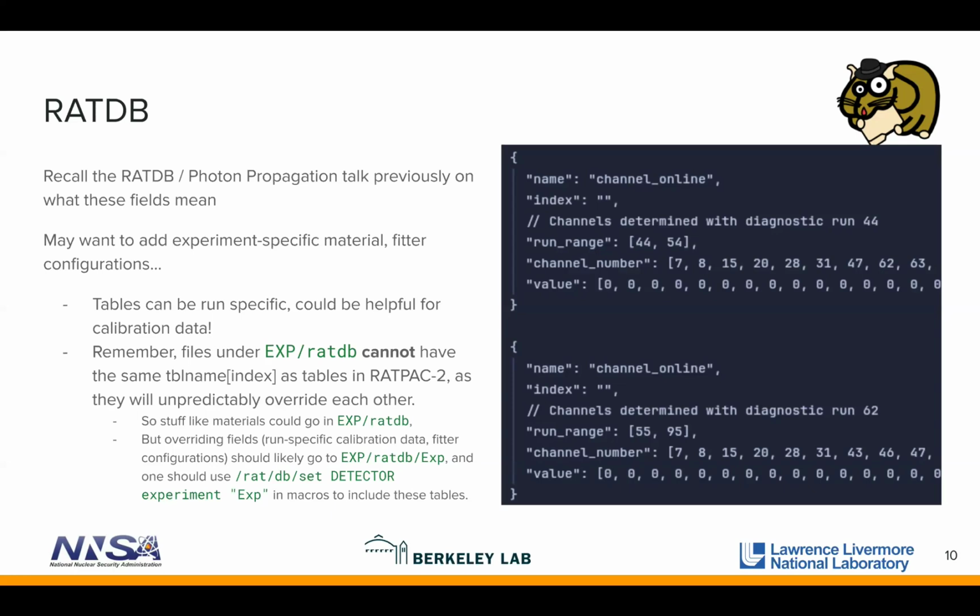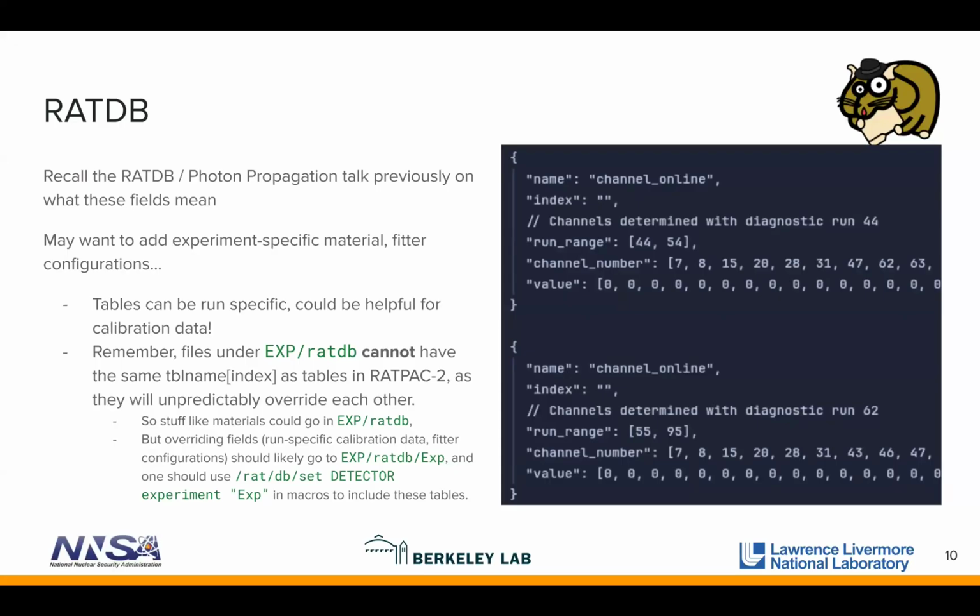The only exception to that are files in RATDB/your experiment name, again, RATDB/EOS or RATDB/validation in ratpac-two, for example. Those files are guaranteed to always be loaded last. So if you want to overwrite an entry in ratpac-two, make sure you put those entries into that directory rather than the main RATDB directory. But some things could probably just go into the general RATDB directory, stuff like materials, where hopefully you don't need to override what is in ratpac-two.